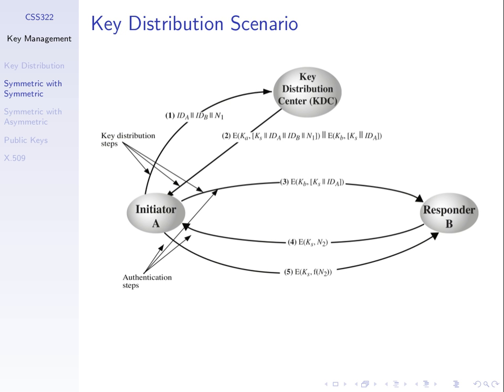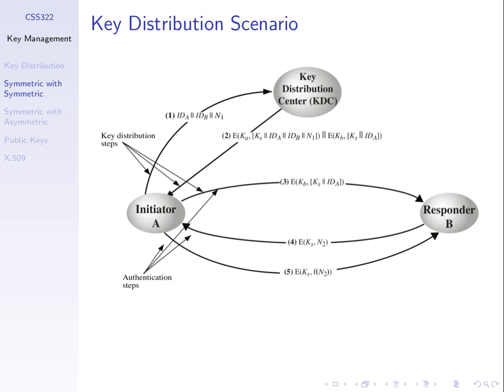After step two, user A decrypts and finds the session key. So the KDC chose the session key and sends it to A. When A decrypts the second message, they know the session key, KS. They send the second part onto B, saying, I want to communicate with you. And here's the part that the KDC sent to me.